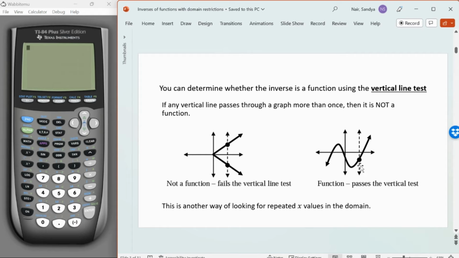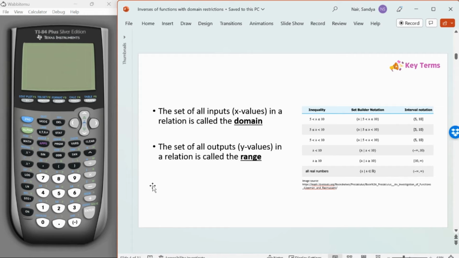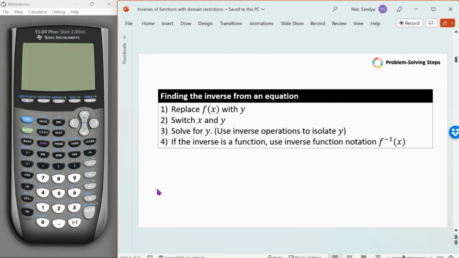So you can see that in a function, it doesn't matter how many vertical lines you draw, they'll all pass through the graph only once. Remember that this is another way of looking for repeated x values in the domain. So remember that the set of all inputs or x values in a relation is called the domain. The set of all outputs or y values in a relation is called the range. And remember we discussed the different ways to represent the domain and range. We can use inequality, set builder notation, or interval notation.